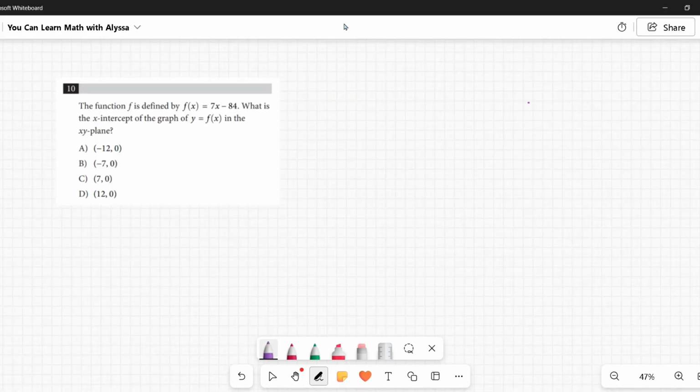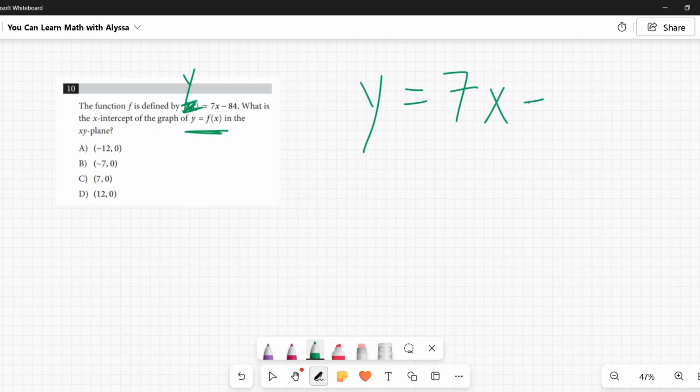Number 10, the function f is defined by f of x equals 7x minus 84. What is the x-intercept of the graph of y equals f of x in the xy-plane? They love using more words than are necessary to make sure that you know what they are talking about. So this part, the graph of y equals f of x in the xy-plane, it means that if y is equal to f of x, you can replace this f of x with y. So all that is to say, here is a line. What is the x-intercept, not the y-intercept?